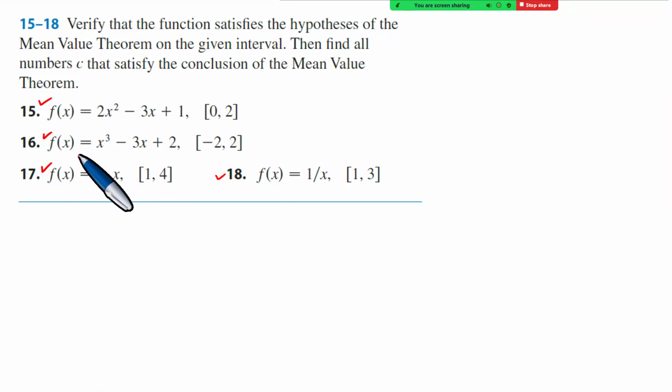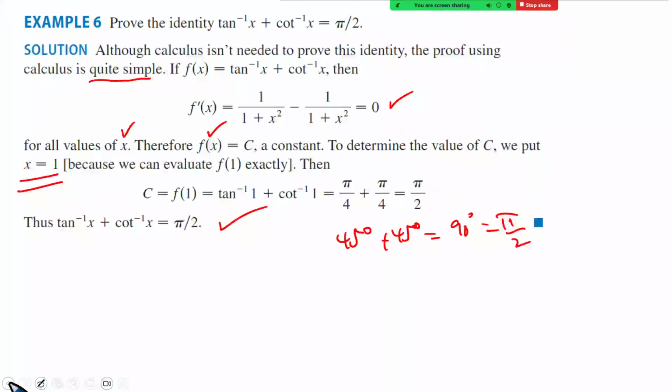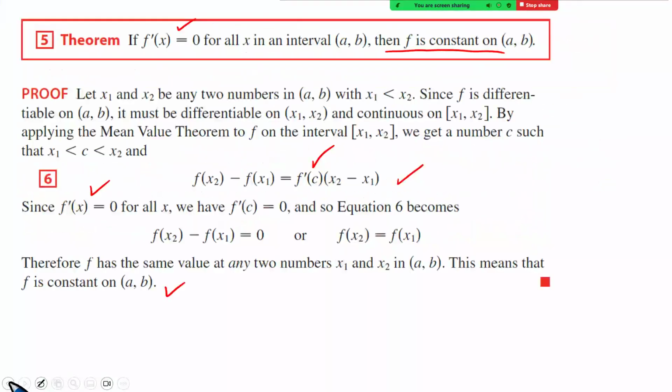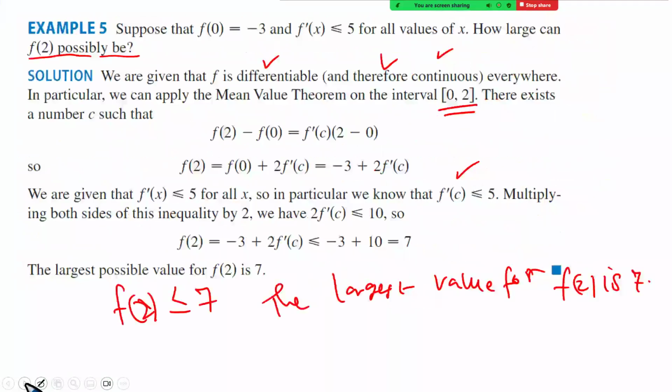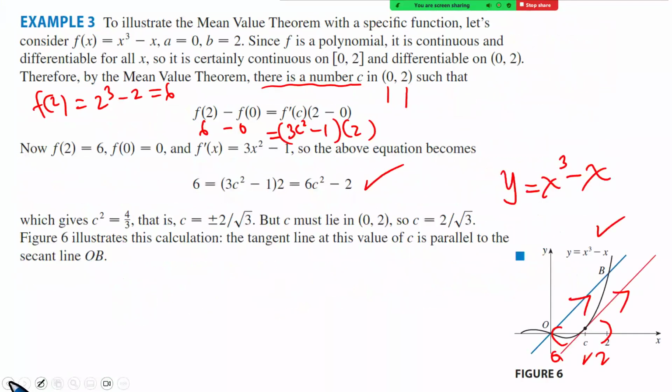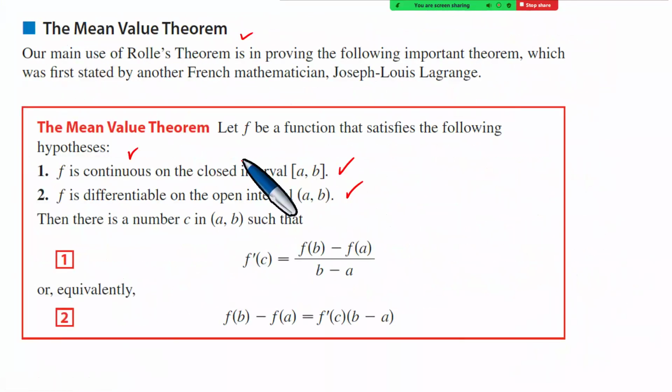Yesterday, we discussed the two hypotheses of the mean value theorem, and they have been stated here. Let us take a look at them so that you're able to remember them. Here is the mean value theorem. We said let f be a function that satisfies the following hypotheses. Hypothesis number one, f is continuous on the closed interval [a, b]. Hypothesis two, f is differentiable on the open interval (a, b).